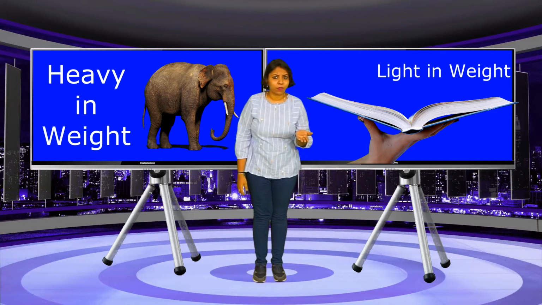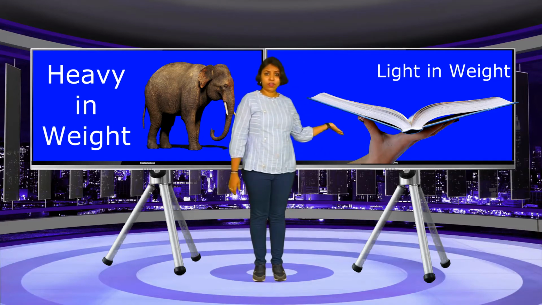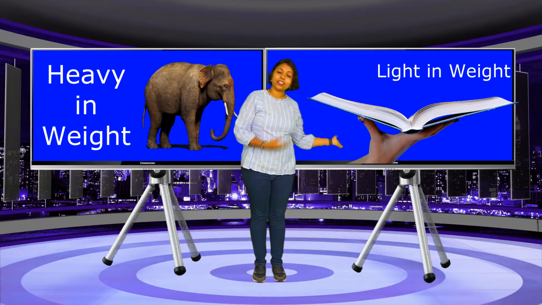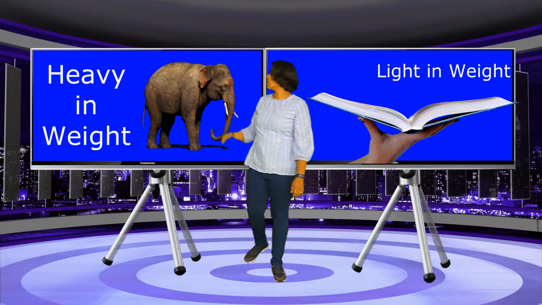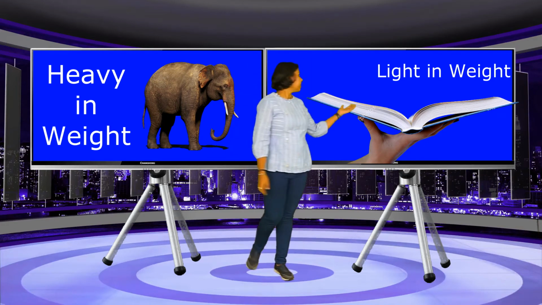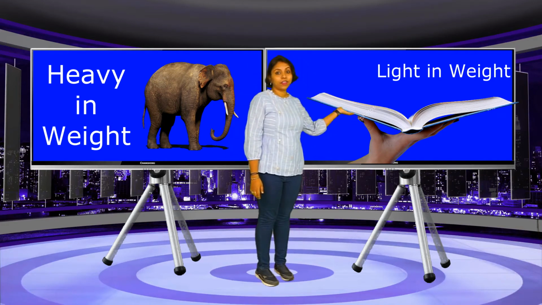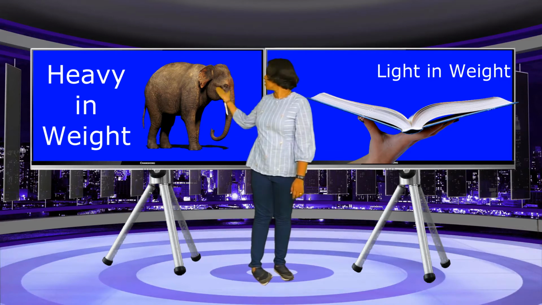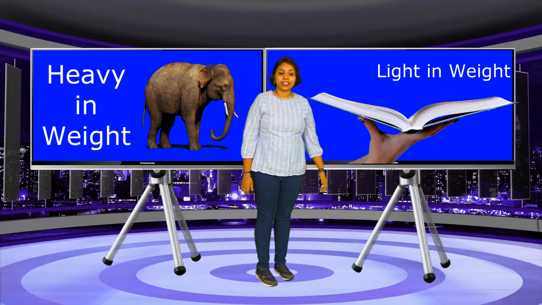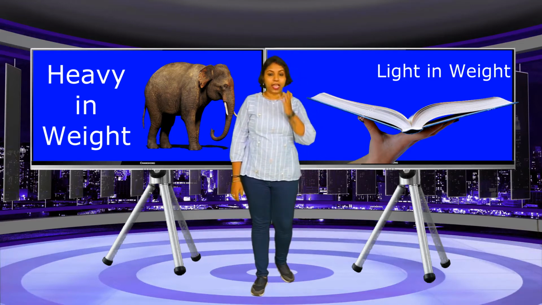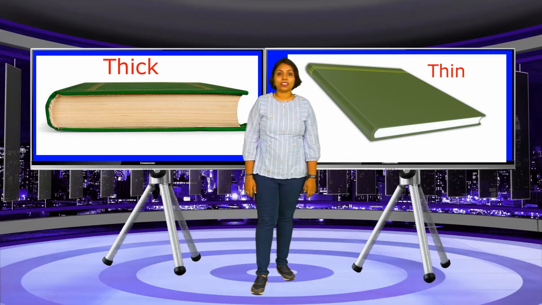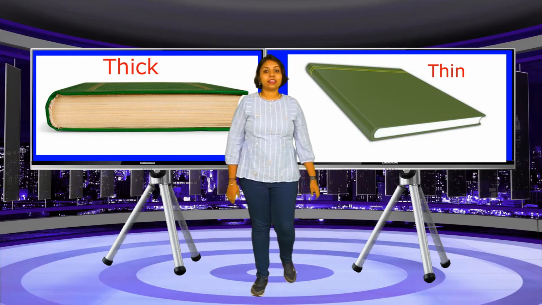But you can lift a book, right? You can lift a book. हम easily उठा सकते हैं? Yes, because it is light in weight. So here what we are learning? The elephant is heavy and here the book is very light. We can easily carry. So here we have learned about heavy and this is light. Heavy and light. Next topic we are going to learn about is thick and thin.